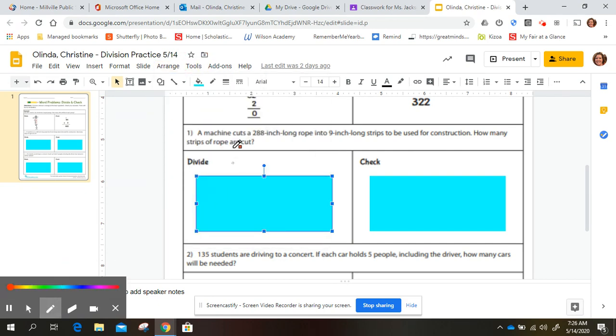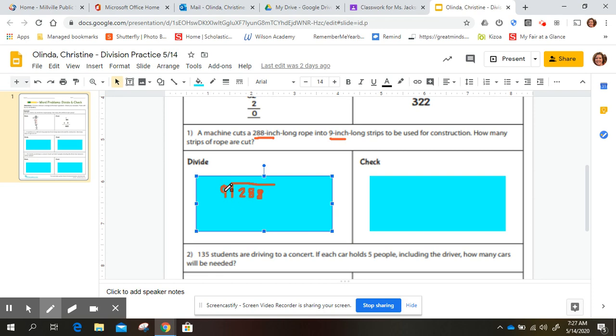All right, so when we have 288 inches of rope and we want 9-inch strips, we need to divide. So we'll do 9 divided by 288. I like to call that the house. The 288 goes into the house. It's the bigger number. Not always, but in this one it is.